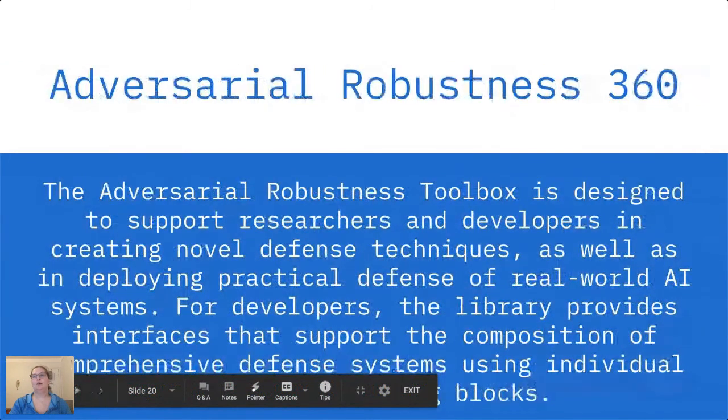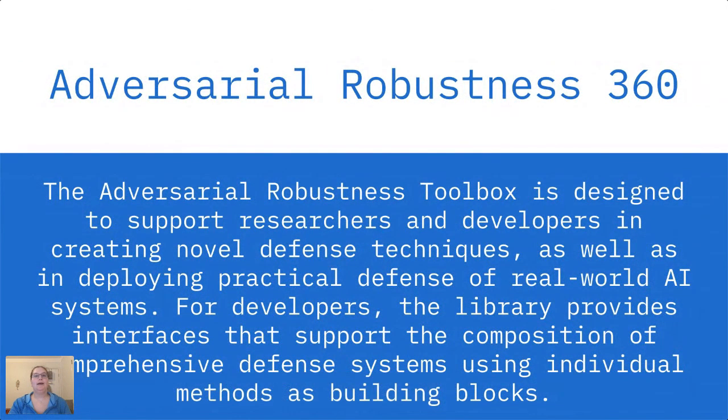So the last toolkit we have is the Adversarial Robustness 360 toolkit. This toolkit was designed to support researchers and developers in creating novel defense techniques, as well as in deploying practical defense of real-world AI systems. So for developers, the library provides interfaces that support the composition of comprehensive defense systems using individual methods as building blocks.